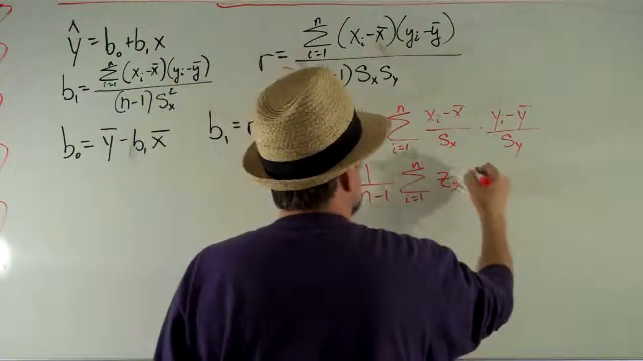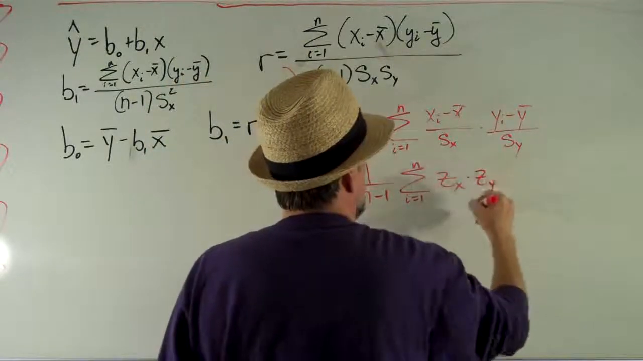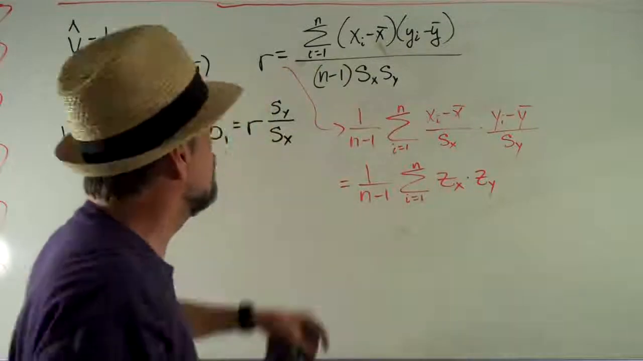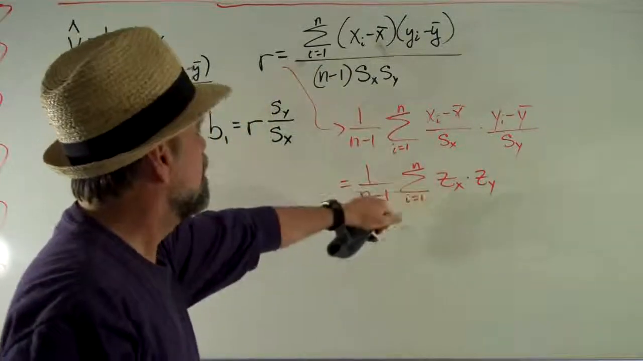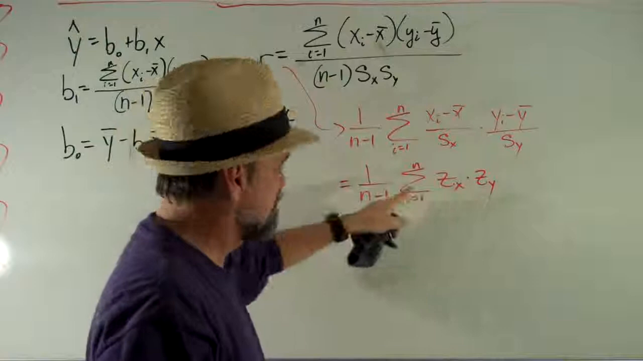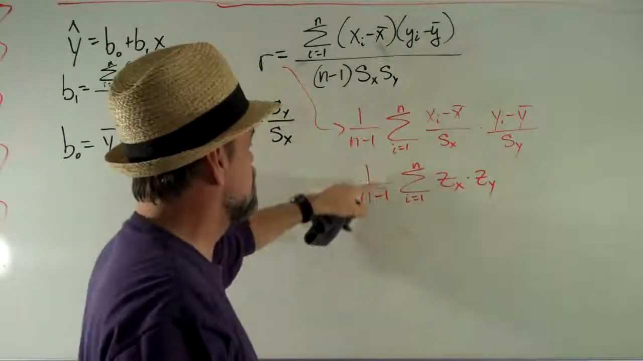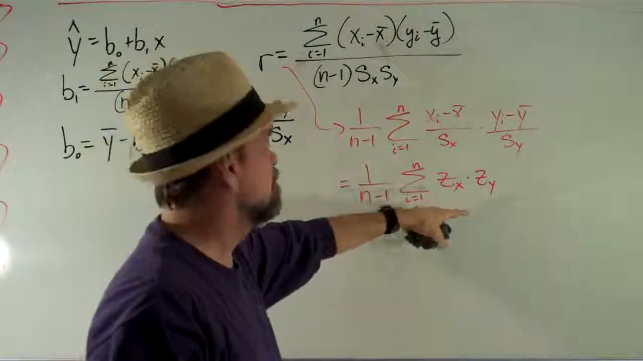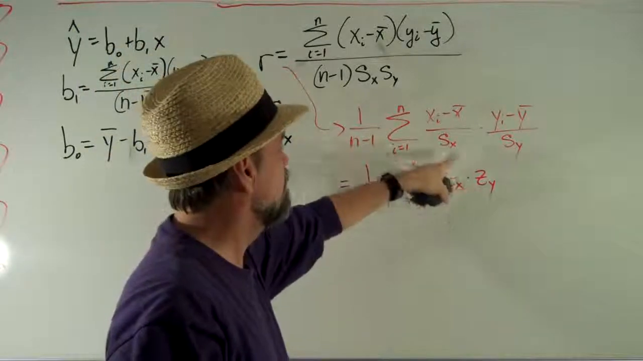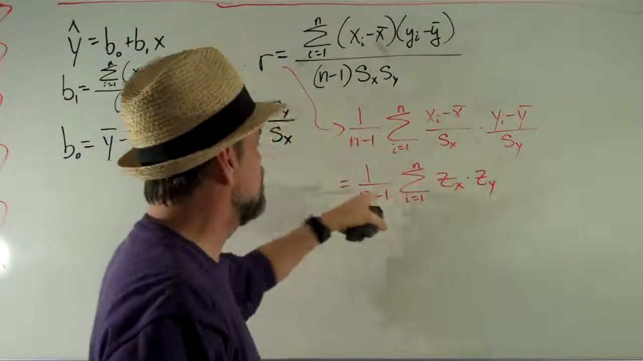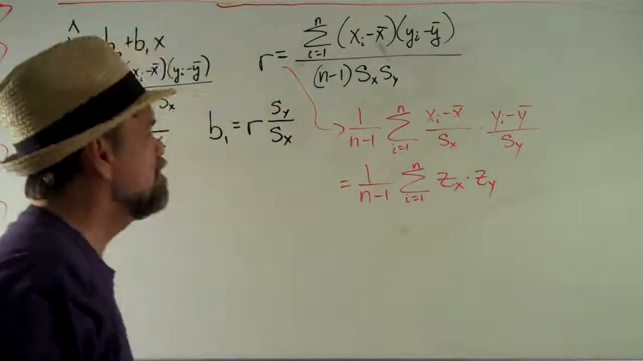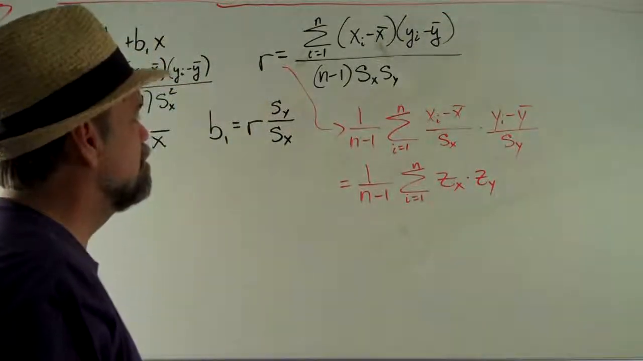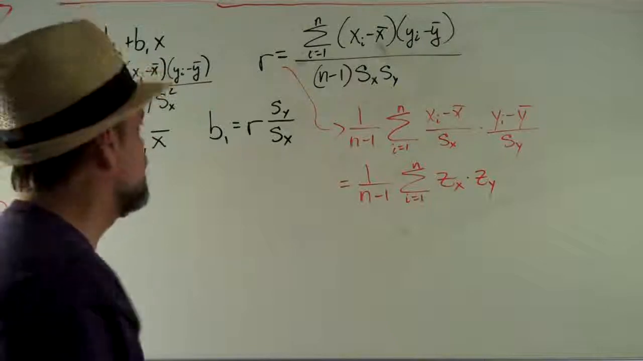Interesting. zx times zy. You'll sometimes see r defined that way, as the sum of the product of the z-scores times 1 over n minus 1. Or if your z-scores were calculated using sigma instead of s, it would be 1 over n. Just one more way of interpreting what r really is.